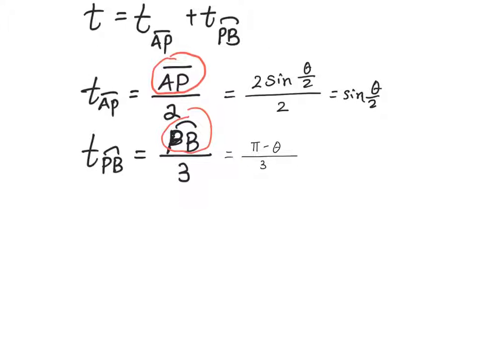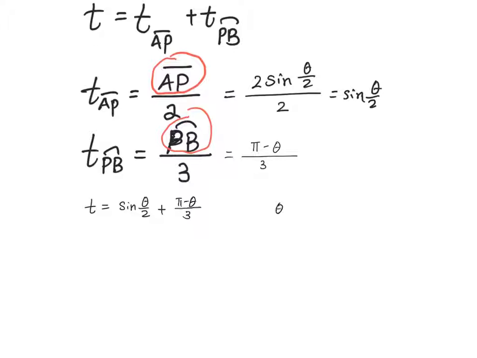So therefore, the total time that we need to travel from point A to point B will be equal to, according to what we had previously right here, sine theta over 2. This is the time traveling from A to P directly, swim across, plus (pi minus theta) over 3.